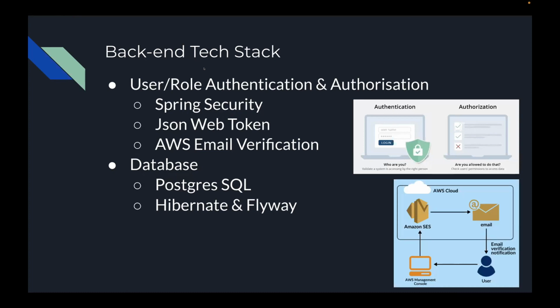In our backend, there are a few key spots that stand out. First, in the user and role management section, we use Spring Security, JSON Web Token, and AWS email verification. Jenny and Changcheng have already demonstrated the login process and the post article process, so I will just make a quick, simple explanation of the techniques behind it.